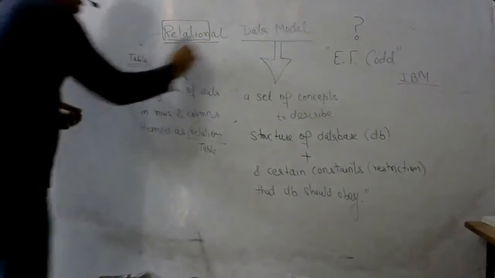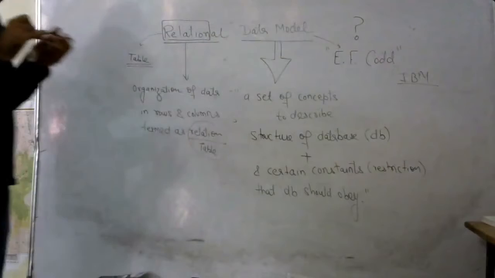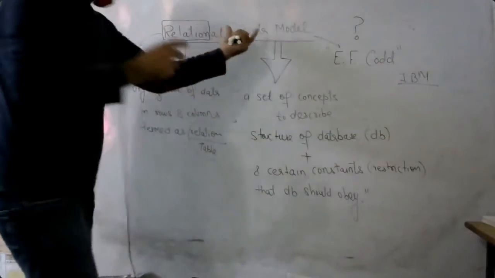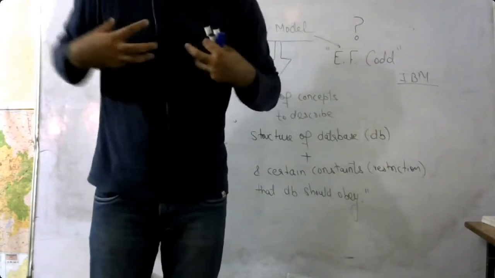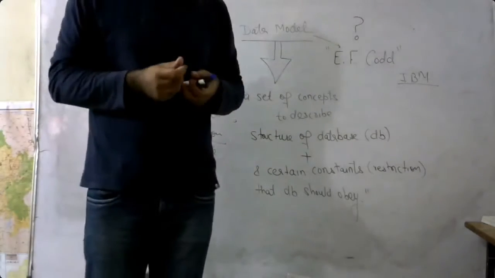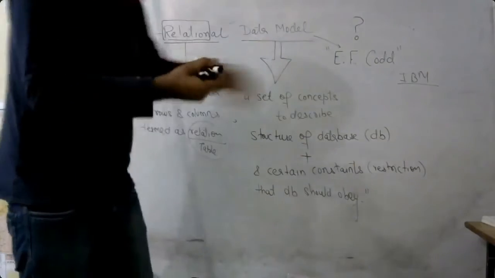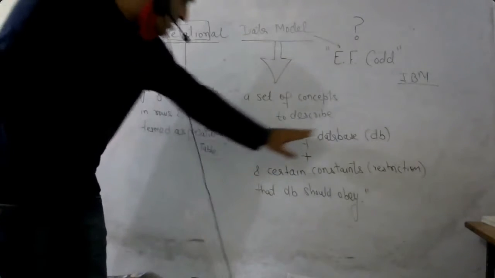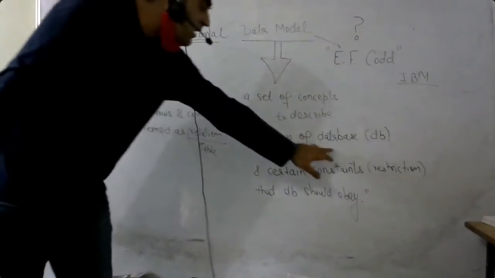So, relational data model was given by E.F. Codd. That is the very first thing. Second thing: if we break this relational data model into different terms, the first term is data model. We have some data, meaning we have a database. And we have a set of rules to describe the structure of the database, how the database will look and how we have to arrange our data. So E.F. Codd gave a set of concepts to describe the structure of the relational database.